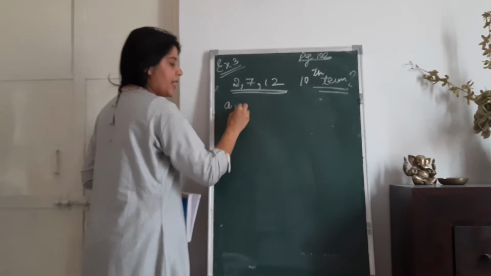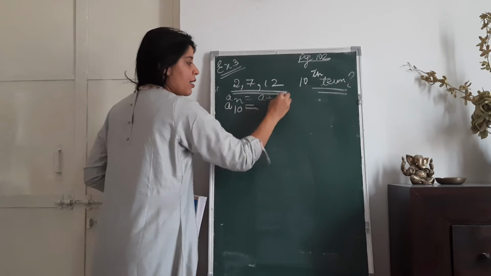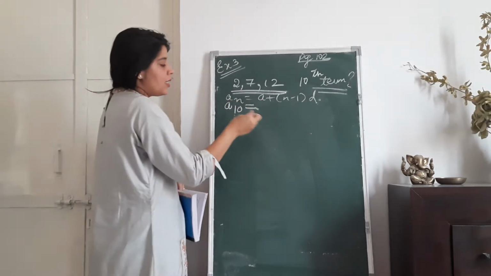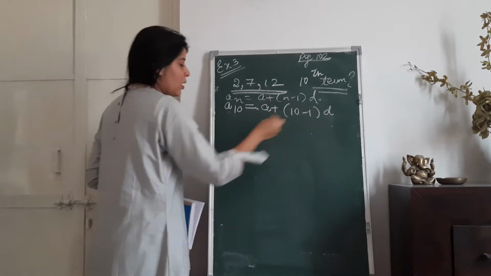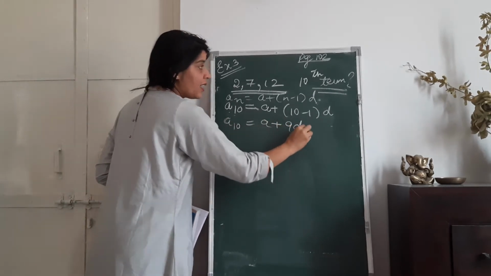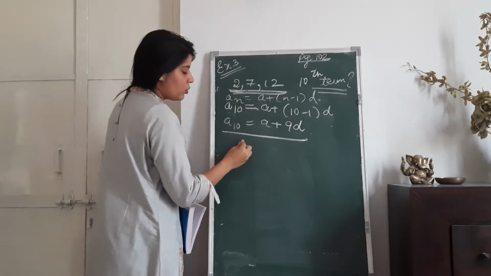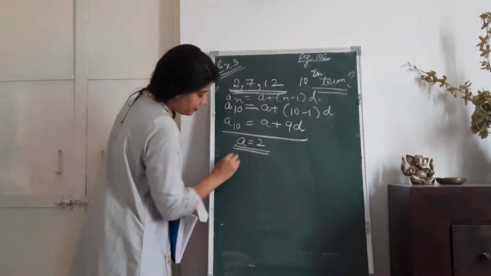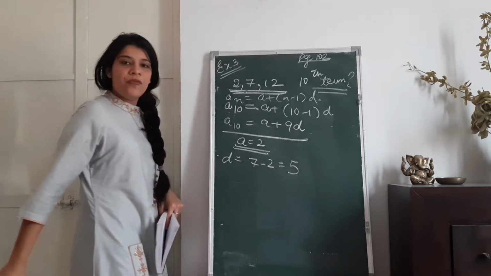So a10 is equals to, from the formula an is equals to a plus n minus 1 into d. Can I write n as 10? Right? So a10 is equals to a plus 10 minus 1 into d, which is a10 is equals to a plus 9d, correct? What is a here? a is nothing but 2. So a is equals to 2. And what is d here? 7 minus 2, which is equals to 5.